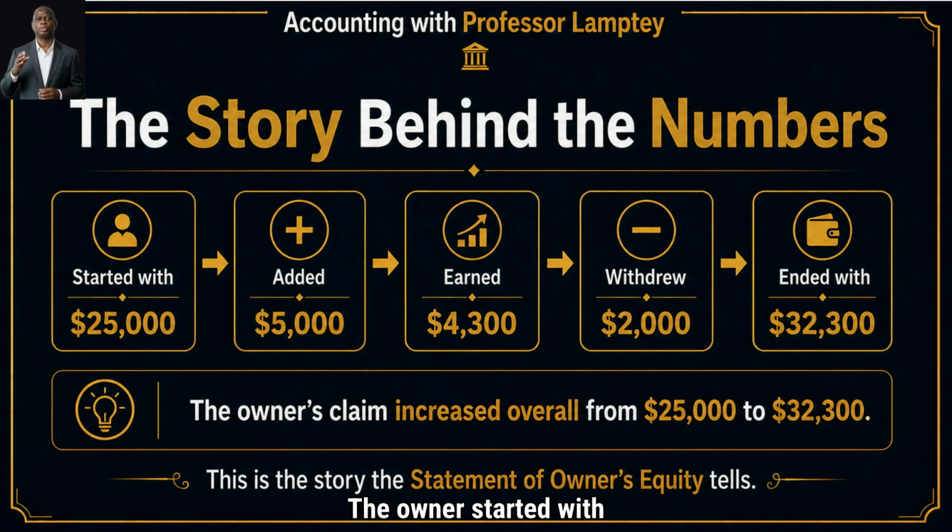The owner started with $25,000 in capital. The owner added $5,000. The business earned $4,300. The owner took out $2,000. So the owner's claim increased overall from $25,000 to $32,300. That is the story the statement tells. It is not just a calculation. It is a story about ownership.